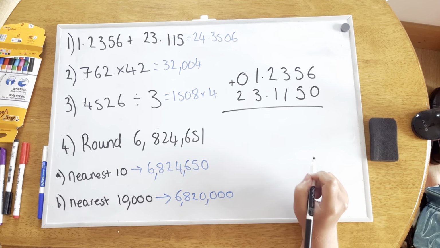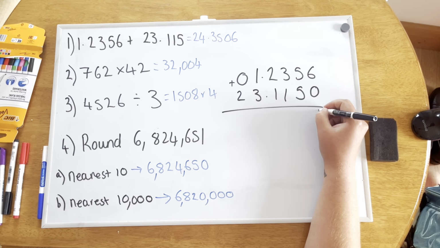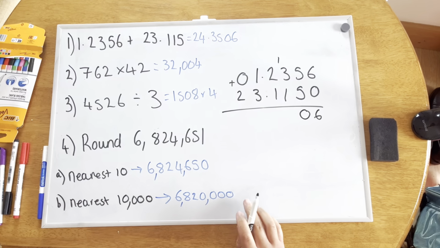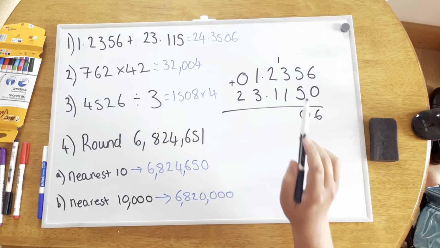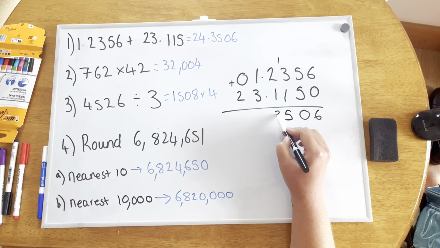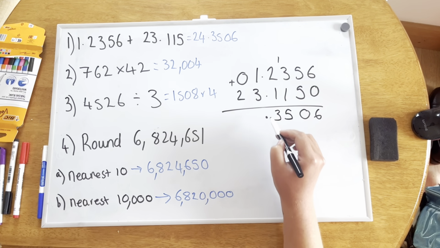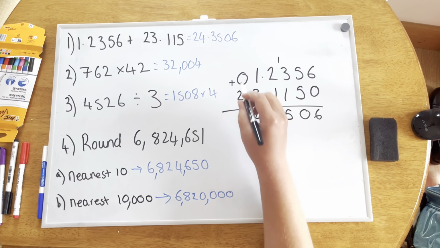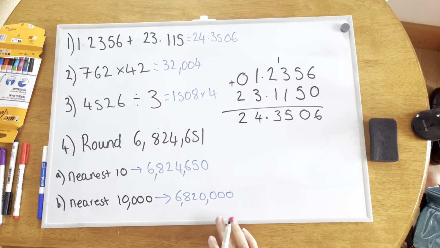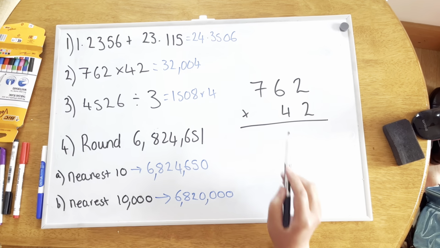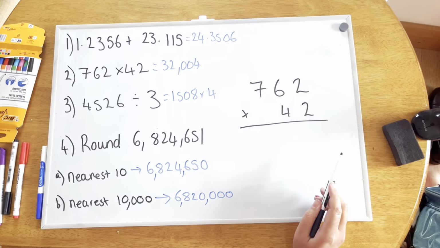So let's start from our ones as always. 6 plus 0 is 6. 5 plus 5 is 10, put our 0, carry our 10 over. 3 plus 1 is 4, plus another 1 is 5. 2 plus 1 is 3, carry our decimal point down into the same position. 1 plus 3 is 4, 0 plus 2 is 2. So our answer is 24.3506.